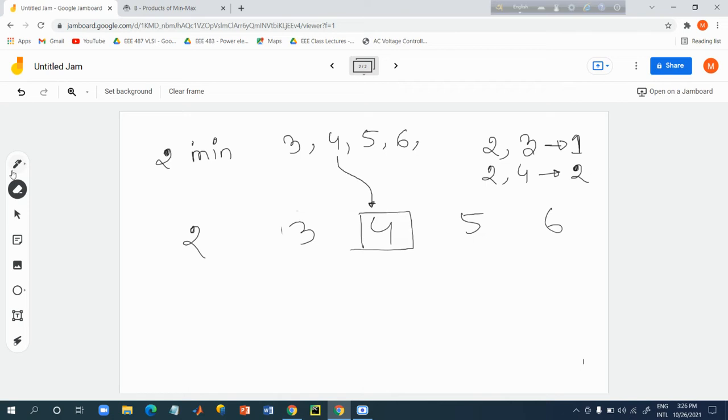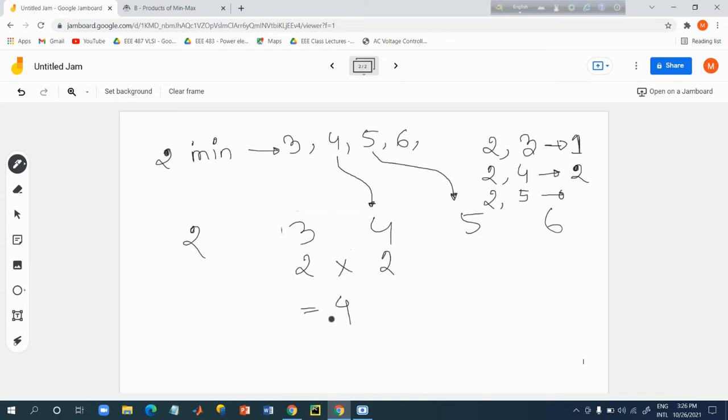When we are considering 5 as the maximum value, what is the number of possible subsets now? We have 2 as the minimum and 5 as the maximum. So we can either include 3 or exclude 3, and we can either include 4 or exclude 4. So for 3 we have two options, and for 4 we have two options.